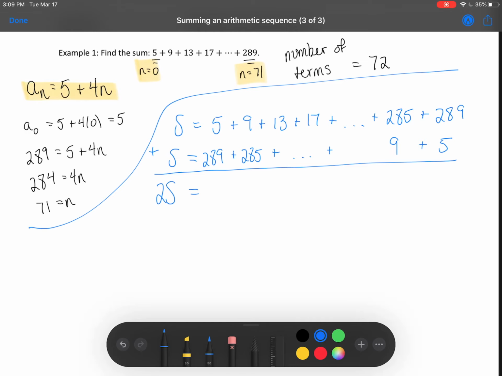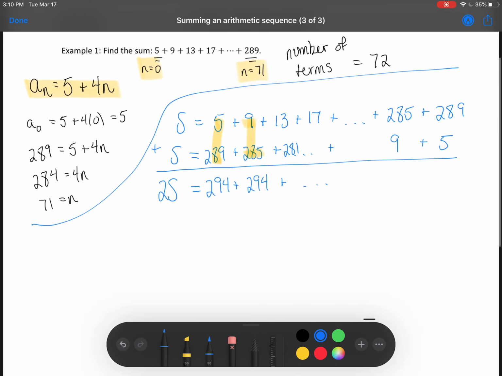So on the left-hand side, we get 2S. Now we want to think about adding these vertically. For the first thing here, we get 5 plus 289, which is 294. Likewise, 9 plus 285 is also going to be equal to 294. And then this term that I didn't write in here would be 281. 13 plus 281 is also 294. Basically, these are all 294s. So we have 2S is equal to 294 added to itself a bunch of times.